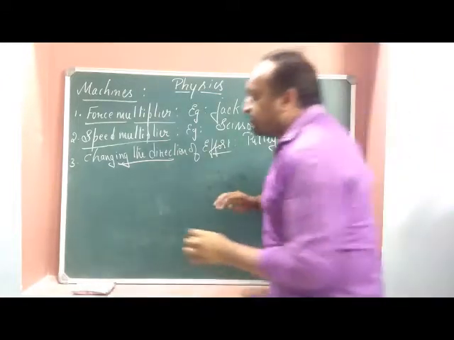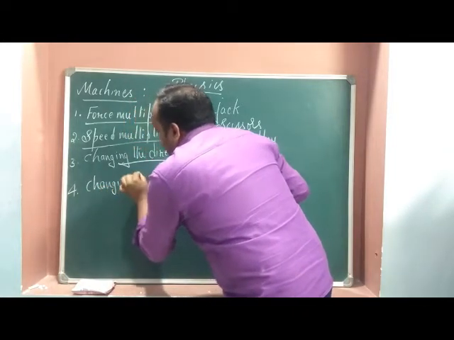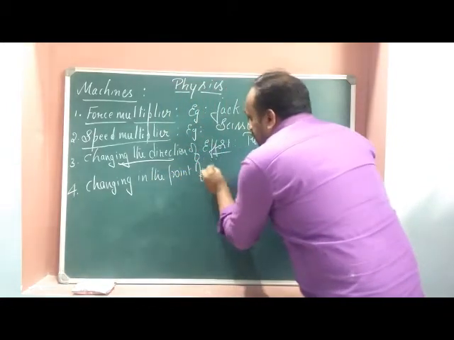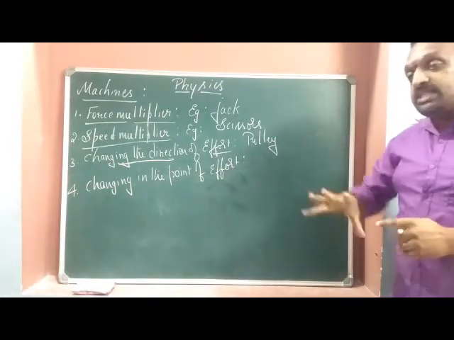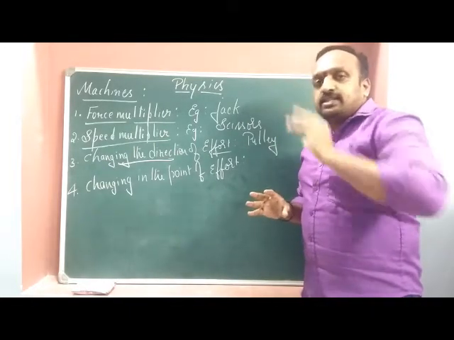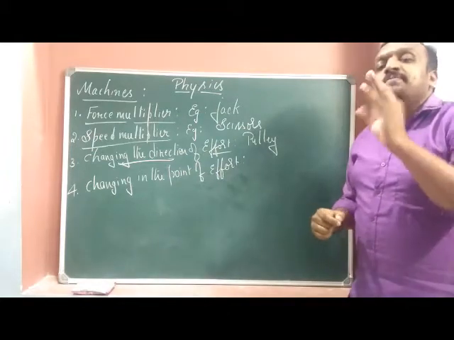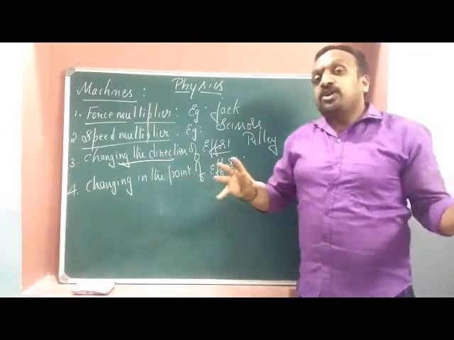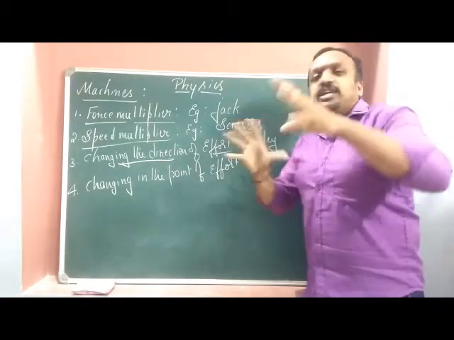And the last one, the fourth one, is changing the point of effort. Changing the point of effort means the best example is the bicycle. We are putting effort somewhere and the load or the work is going on the other side. How is it possible? Doing jadoo? No, it is not like that.